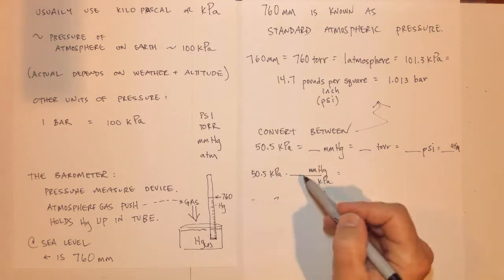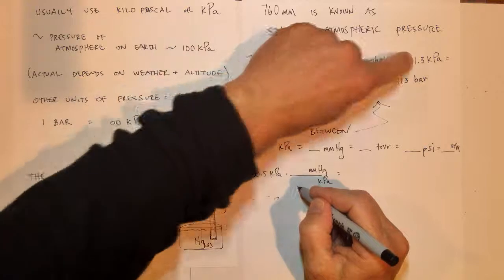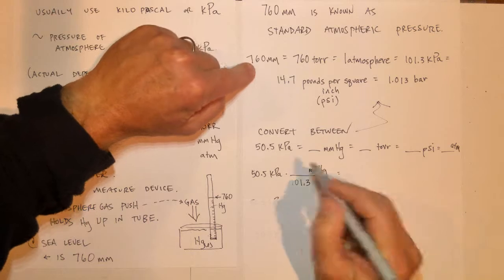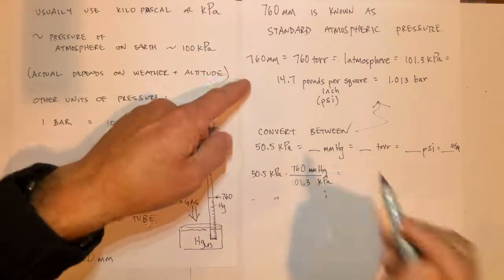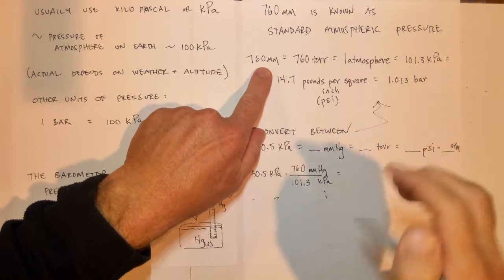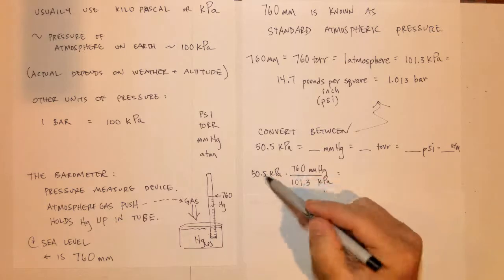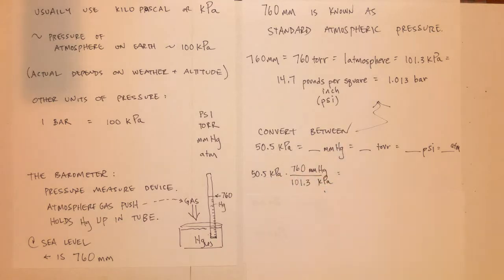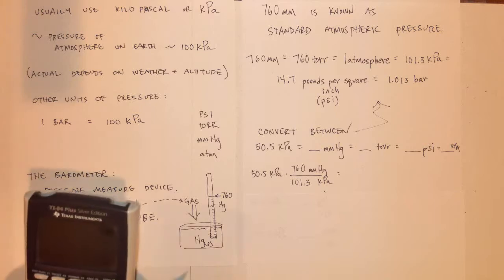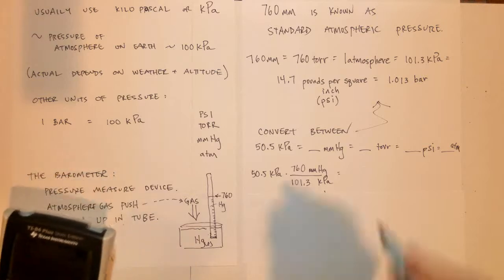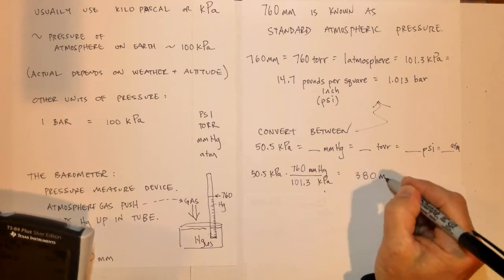So in kPas, there are 101.3 in 760 millimeters of mercury. So you see my conversion factor comes right from here in this relationship, and then I would take these two numbers, 50 times 760 divided by 101.3, and I'd end up with 300 and something or so, about 380 or so mummy hugs.